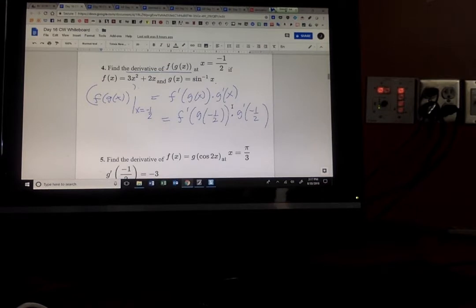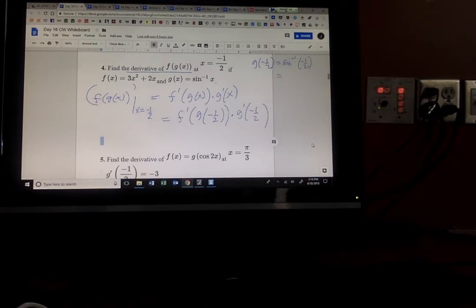He says, let's do this first. Order does not matter. Or could we also do g of negative 1/2? That's fine. Just to be perverse, I'm going to do that one. Okay, let's find g of negative 1/2. So I'm plugging it in there, which is sine inverse of negative 1/2.